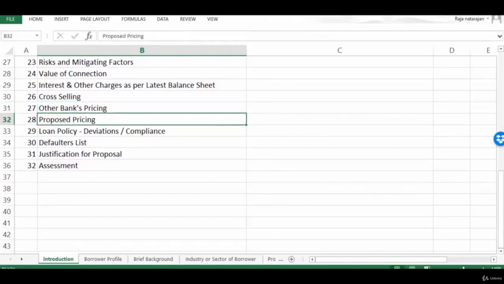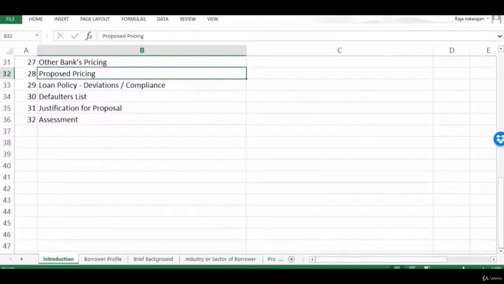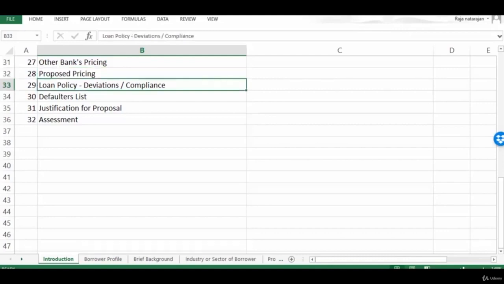Then you have to tabulate your proposed pricing. So based on review of all the above items, the sanctioning authority will be able to take a decision on finer pricing. Then every bank will have a loan policy, and it will list out various parameters or covenants, and whether they are complied with. If there are any deviations, that has to be explained and approval has to be taken. Then you have to say whether the borrower is under the defaulter list of Reserve Bank of India, or the Companies Act directors' defaulters list, or any other defaulters list maintained by appropriate authorities.